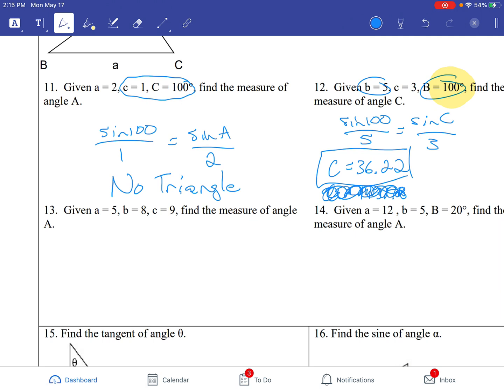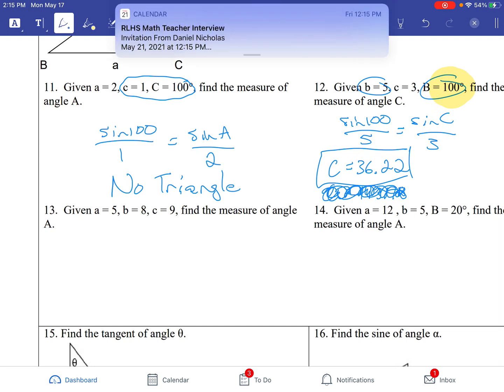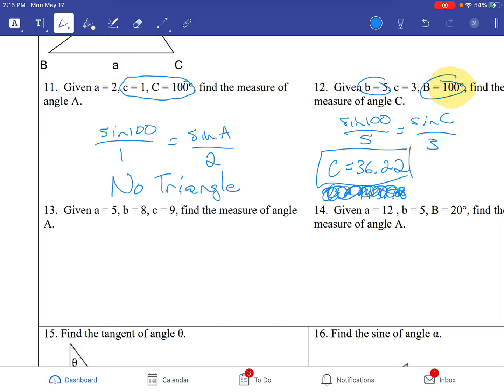Number 13, there is no pairing. We have A, B, and C. Well, we want to find the measure of angle A, and since there's no pairing, it's going to be the law of cosines. So we have 5 squared is equal to 8 squared plus 9 squared minus 2 times 8 times 9 times the cosine of angle A. Notice the A's are both on the outside. You have A here and you have A here. So we're going to solve this for cosine of A.